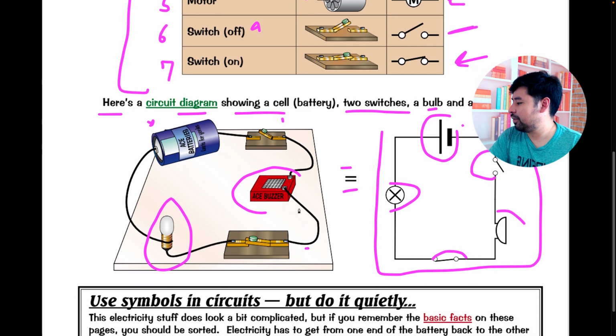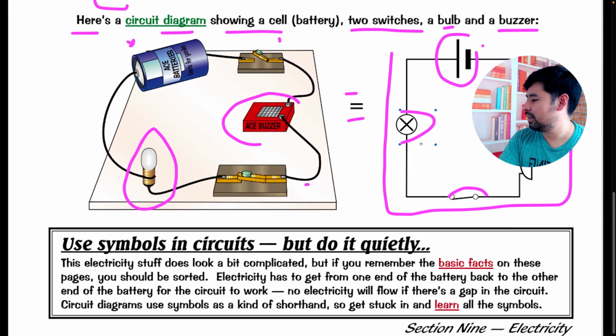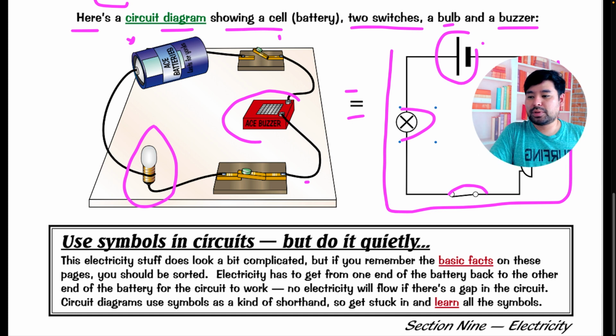So now I'm gonna go down a little bit, and we have this sentence here. Can you see that? I'm gonna make it a little bit bigger, just for you guys to see that. Let's go up a little. So this sentence down here, can you see that? I'm gonna read it, and of course I'm gonna give you some words, maybe the right words. But let's see what it is. Use symbols in circuits, but do it quietly. Again, use symbols in circuits, but do it quietly.